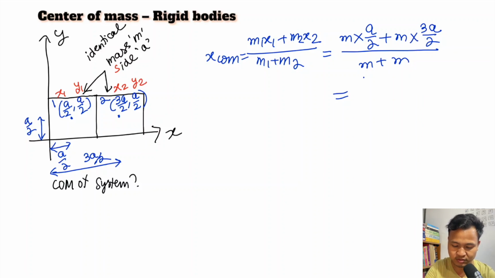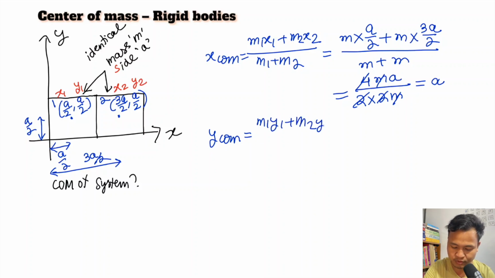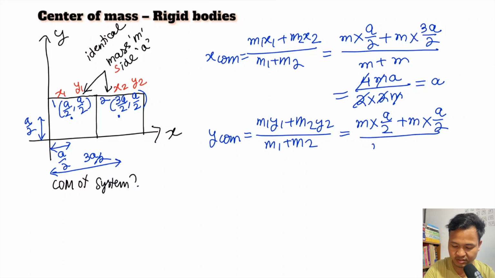So solving: 3 plus 4 into m, divided by 2 into 2m. So this gets cancelled out. So finally you will have a. Then for y COM: m1 into y1 plus m2 into y2, divided by m1 plus m2. Putting the values, m1 is m and y1 is a by 2, plus m2 is m and y2 is a by 2. So divided by m1 plus m2.